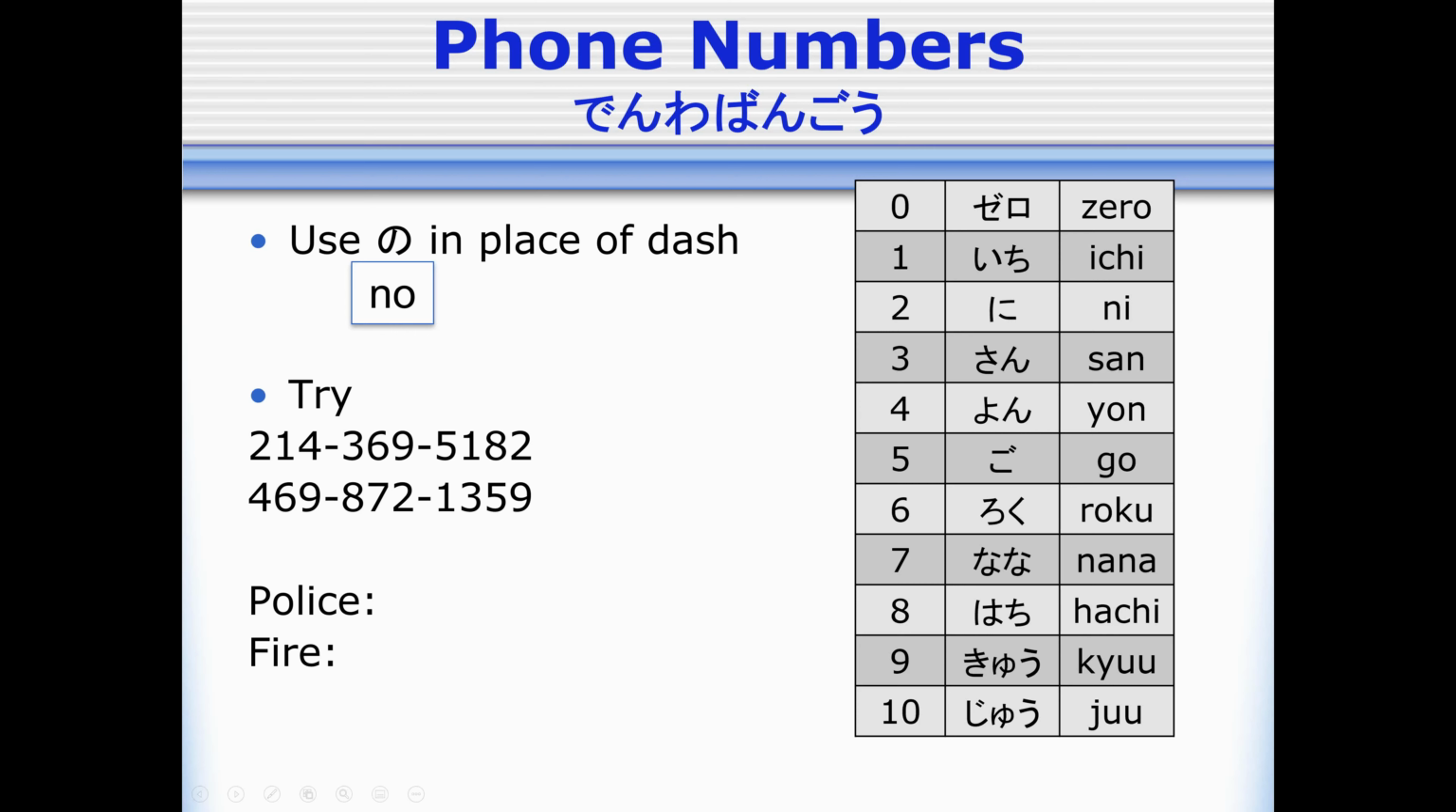The only thing we have to keep in mind is that phone numbers are pretty long, so it's helpful to have a way to break them up. When we give a phone number in Japanese, we like to break it up by putting a no in the place of the dash or the hyphen. So for example, this first phone number is 2, 1, 4, no, 3, 6, 9, no, 5, 1, 8, 2.